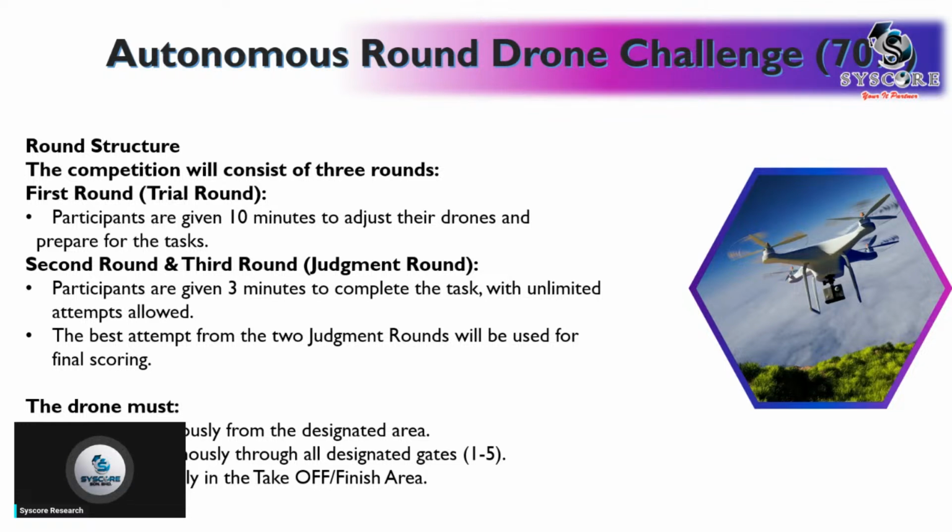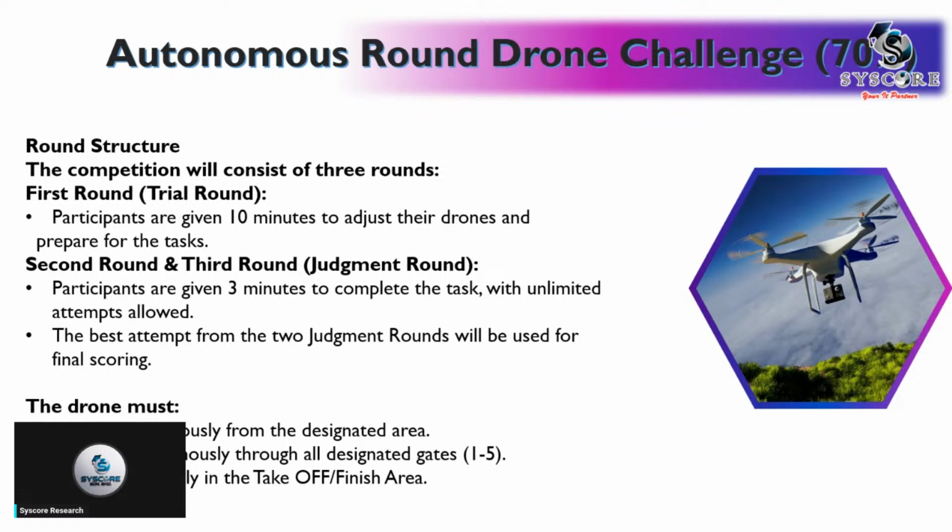Okay, so the competition will consist of three rounds. First round is a trial round. Participants are given 10 minutes to adjust their drones and prepare for the task. Second round and third round are the judgment rounds. Participants are given 3 minutes to complete the task with unlimited attempts allowed. The best attempt from the two judgment rounds will be used for your final scoring.